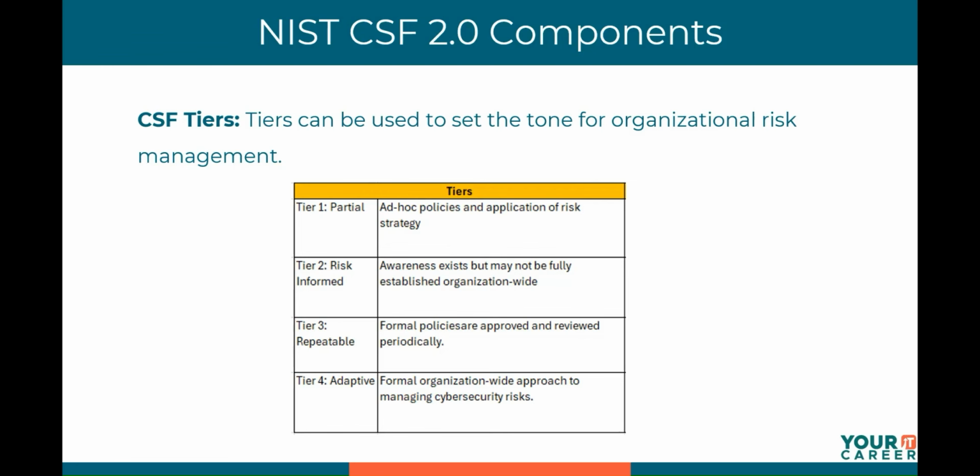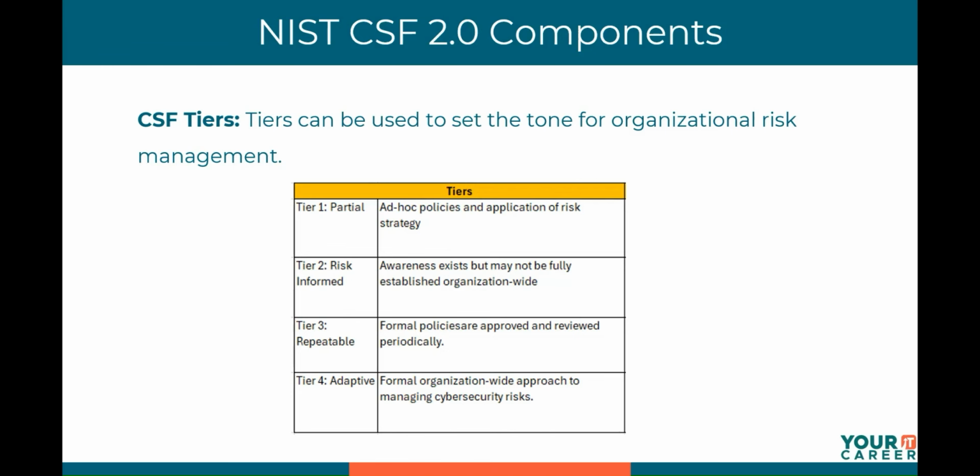Repeatable, this is where you have formal processes. They are approved, they are reviewed periodically. It's essentially a pretty good process where it's consistent to a certain level and you can repeat it. And then tier 4 is adaptive. So this is a formal, organization-wide approach. Let's say there's a change management process, a policy that everybody knows about.